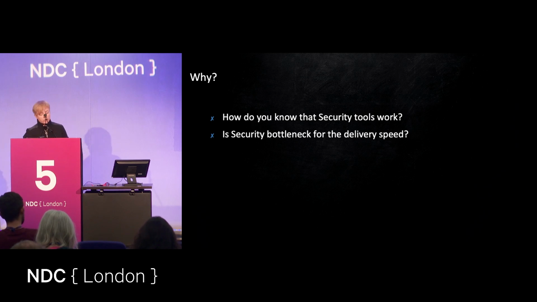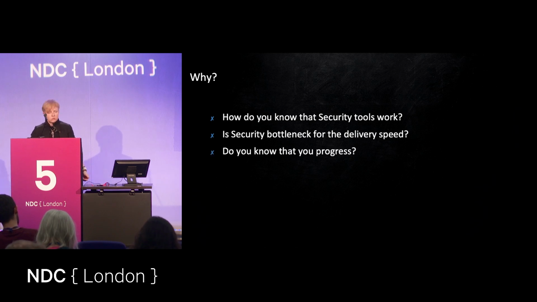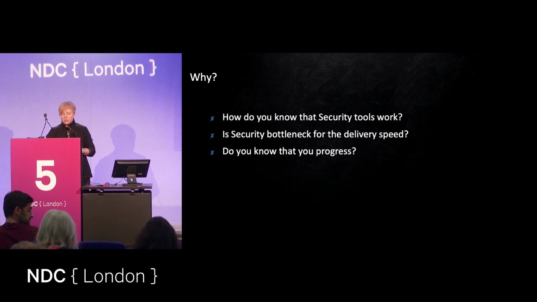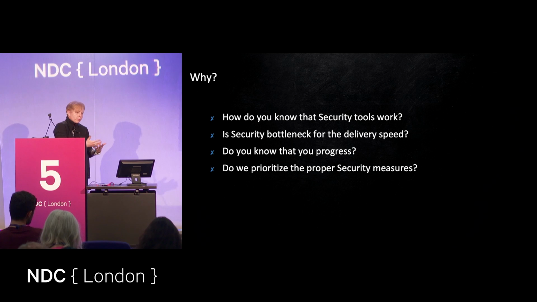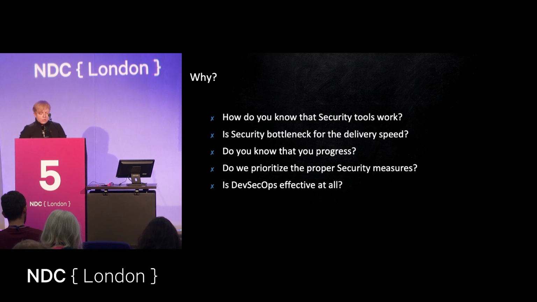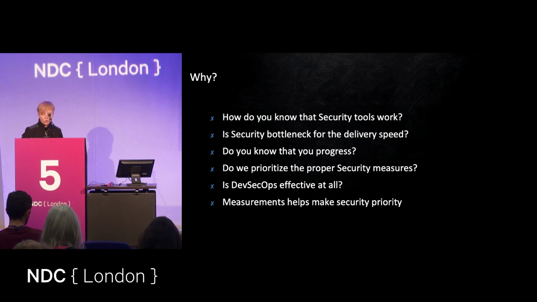Is security a bottleneck in the delivery speed, and then we're just switching it off because we need to deliver the new functionality? And how do you know that you progress? And how do you know that you prioritize the proper security measures? What I have seen is people were so obsessed with the dependencies while their code itself had SQL injections and all of those things. Obviously, the priority somewhere went wrong. And at the end of the day, is DevSecOps effective at all? Maybe the previous routines were more effective compared to what you have right now.